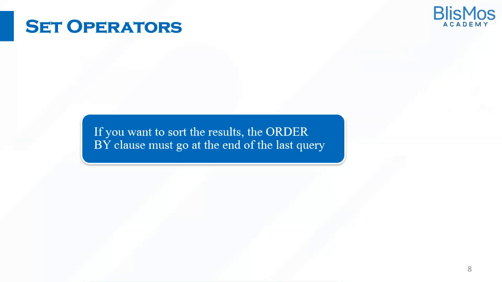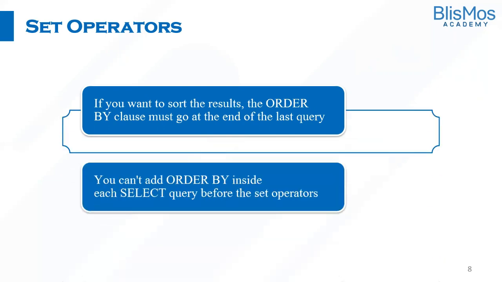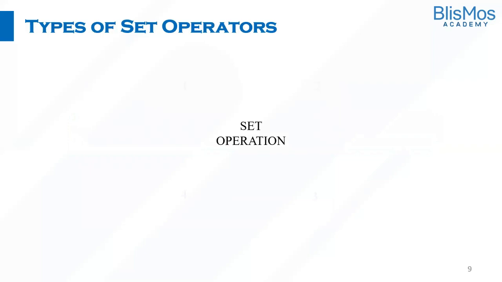Okay. Then the next important thing is if you want to sort the results, the order by clause should be mentioned at the end of the query, or last of the query. You cannot mention the order by in between the set operators. It should go towards the end of the query. That is the next important thing. And we cannot order by inside each select query before the set operators. Whenever you want to order by, it should be at the end of the query, after query 1, set operator, query 2. In the end, we have to mention the order by. That's the important rule.